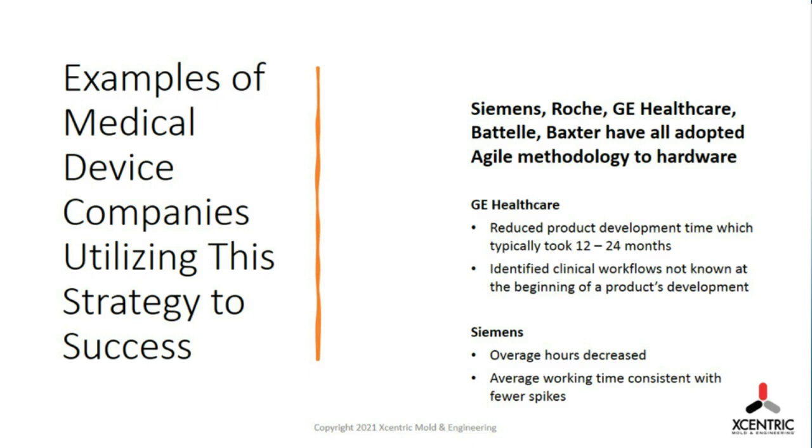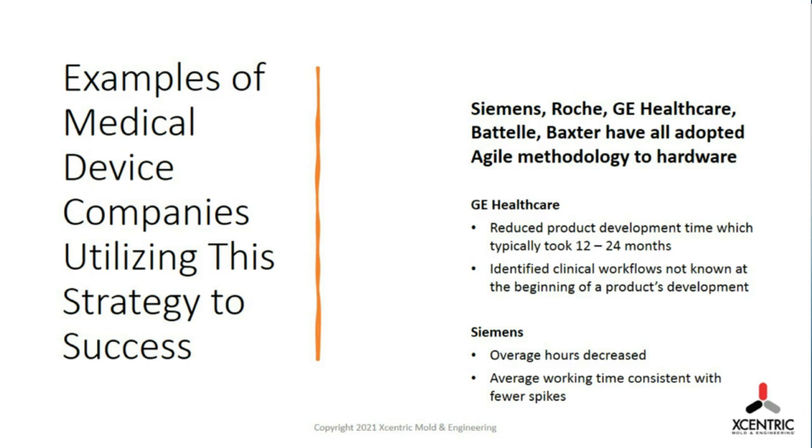So at GE, they were able to reduce product development time, which typically took them 12 to 14 months. So they were able to bring that down across the board. They were also able to identify clinical workflows not known at the beginning of a product's development, right? So this is what we were talking about before, the ability to suss out and to find those different problems early in the process at the beginning of the product's development.